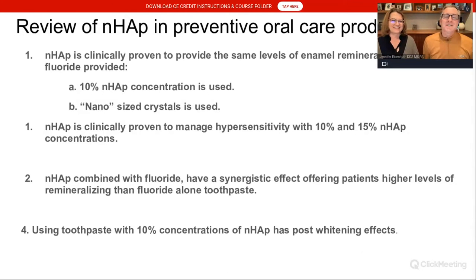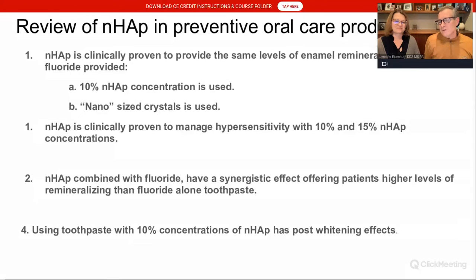So based on the clinical studies that we referenced this evening, we can support that nano hydroxyapatite is just as effective as fluoride, provided, number one, that the concentration is a high concentration of 10%. Number two, that the crystals are nano. As we mentioned, we need to get them into the surface pores, get below into the dental tubules underneath the surface itself. Nano hydroxyapatite is clinically proven to manage hypersensitivity.